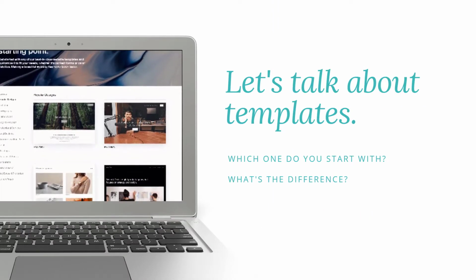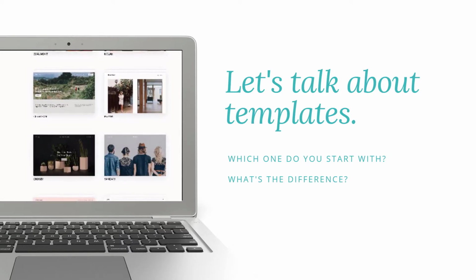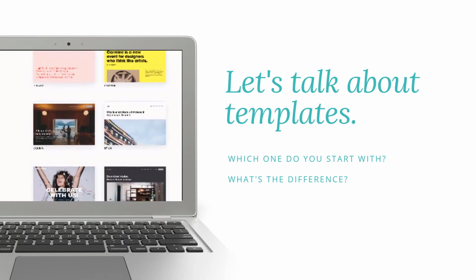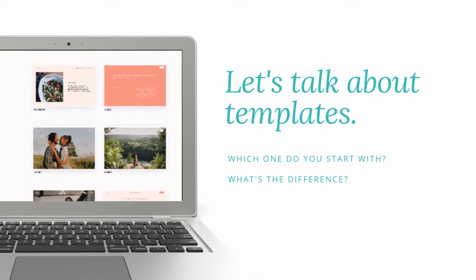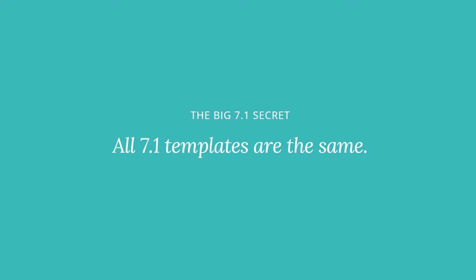So let's talk about these templates. Which one do you start with? What's the difference? There are a lot of different options out there, and they all look pretty darn unique. But I'm going to let you in on the big 7.1 secret. All of these 7.1 templates are exactly the same. That's right, they're exactly the same. Everything in the back end of these templates is exactly the same across the board. So whatever you start with, you can literally make it look like any other Squarespace 7.1 template that you've seen out there. So that's why you can't change templates like you used to be able to do in Squarespace. Whatever template you start with, you can make it look like any other Squarespace 7.1 template that's out there.